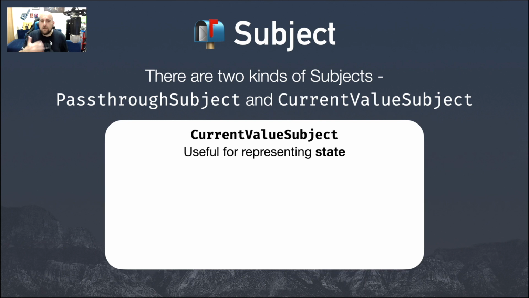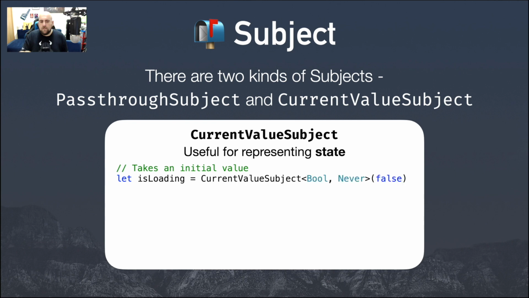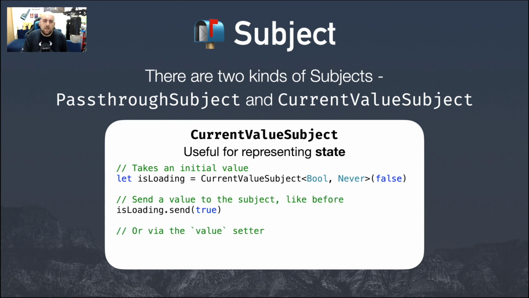As opposed to it, a current value subject is really useful for representing state. For example, is loading. It's great for state because, as you see, it takes some initial value. Here I say it's a Boolean never a current value subject that starts with false. I can send different values to it, much like I could with the pass-through subject. But here I can also directly use a value setter, and it would be the same as invoking .send. And whoever is subscribed, again, will just get the values as I change them.